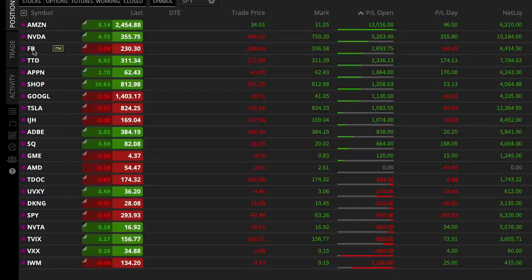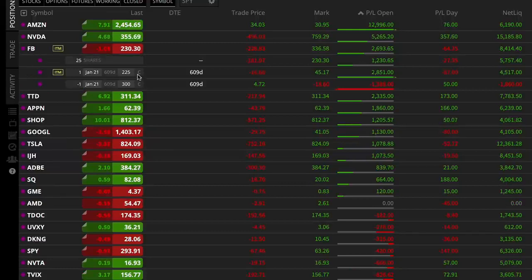Let's see what Facebook is. So Facebook, I have the 225 300 call spread. This is called a call debit spread or bull call spread, and I did this long term as well. This is in January 2022, I believe. And I bought the 225 call for $16.66. It's currently at $45.17. So there's a profit on that part of the trade of $28.51.